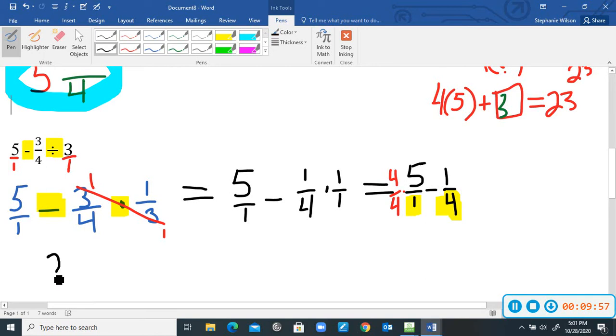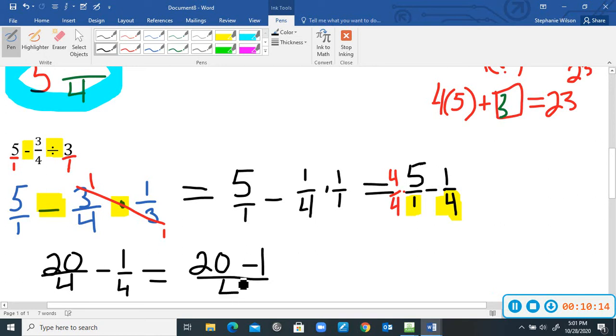1 times 4 is 4. And then minus 1 over 4. And I'm going to clean it up one more time. Some of you are not going to want to do the extra step. I do it because I'm so visual that I need to see it sometimes. And now I got 20 minus 1, which is 19 over 4. 19's prime. 4 will not go into 19. So this is my answer.